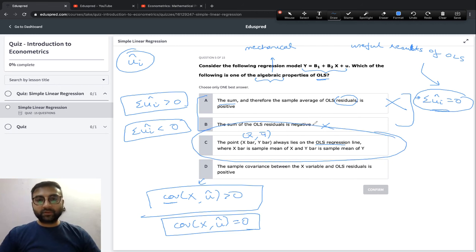So this question is completely based on the useful results of OLS. A is wrong, B is wrong because the summation of u hat is equal to 0. C is the right answer, and D is wrong because the covariance between the independent variable and the OLS residuals is actually 0. It is not positive.